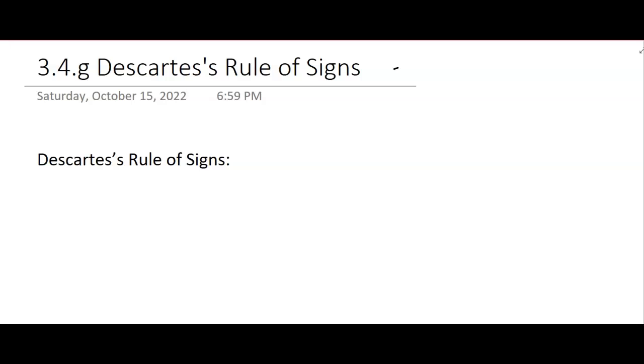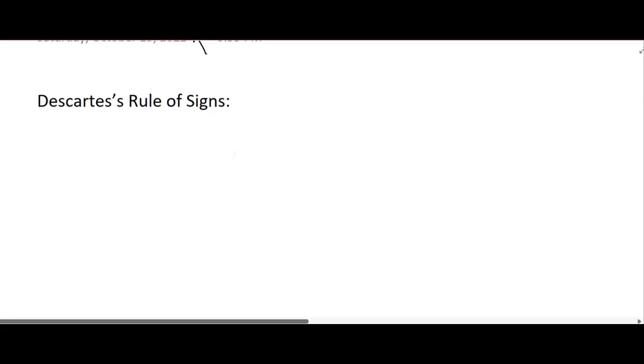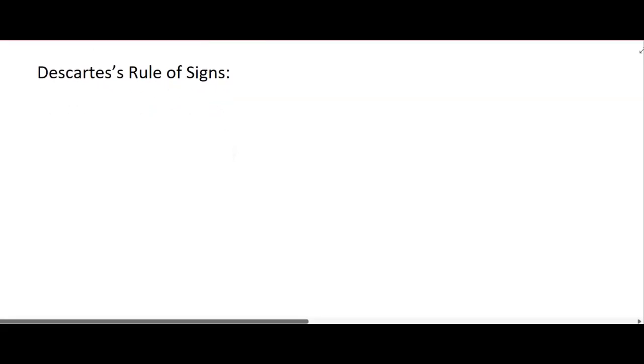So we have one more theorem in this section. It's called Descartes' rule of signs. It's named after a French mathematician. I don't know about the spelling of Descartes. I wouldn't spell it that way, but that's the way the book does, so I went with it. Descartes' rule of signs gives us a little bit more information about real zeros and non-real zeros.